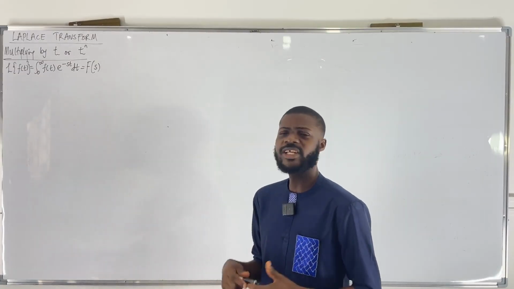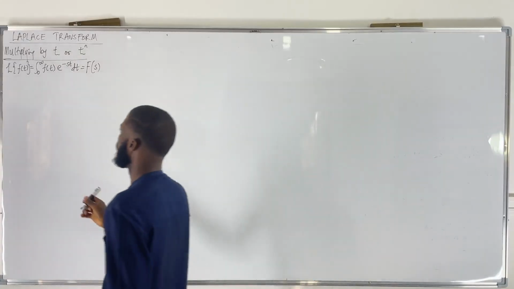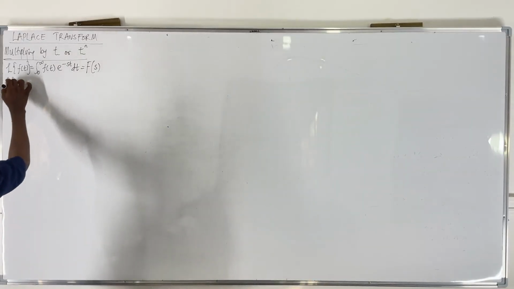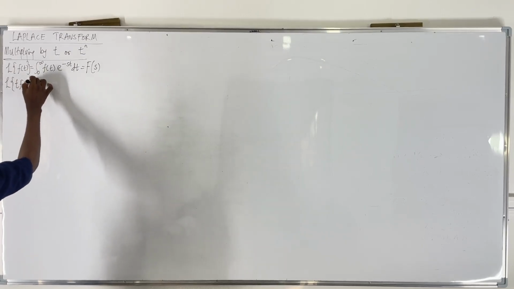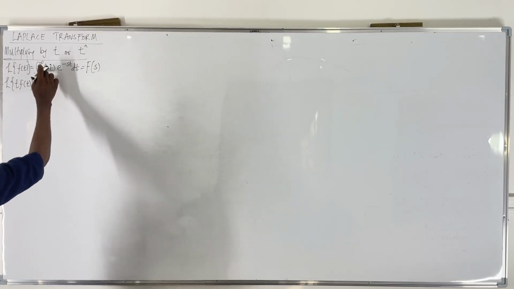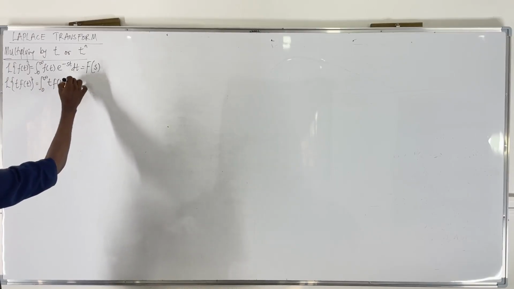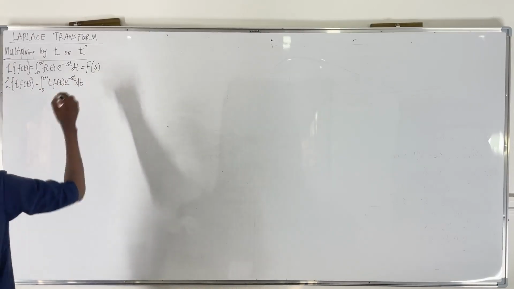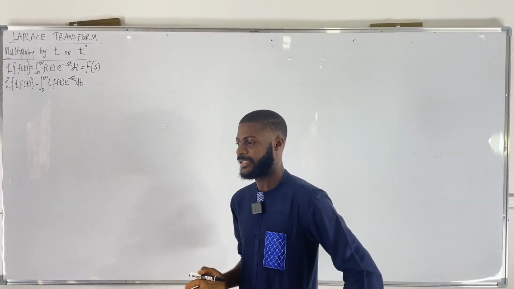But currently, we need something different. What if the function is multiplied by t? So we're having something like this. The Laplace transform, instead of f of t, we're having t f of t. So this is the integral from 0 to infinity, where f of t is multiplied by t. So this is t f of t e to negative st dt. How do we solve something like this?